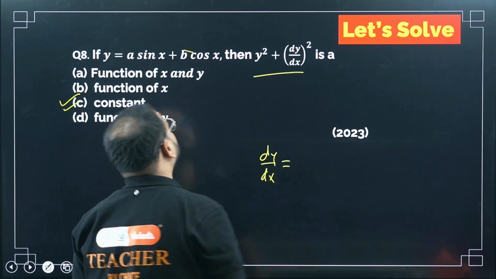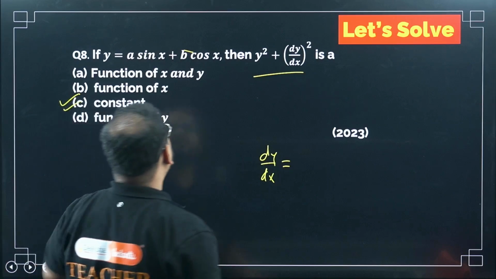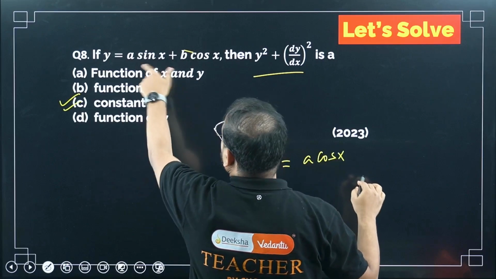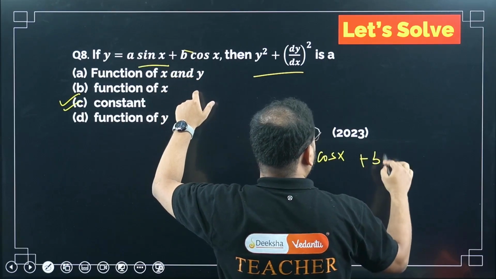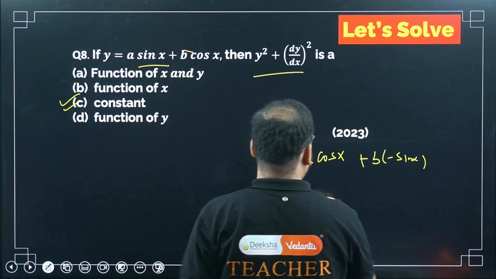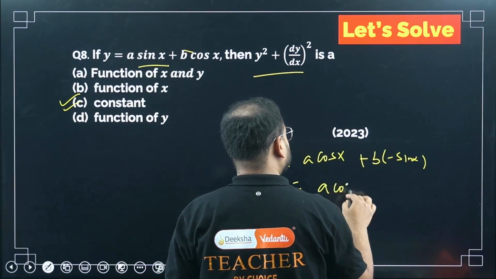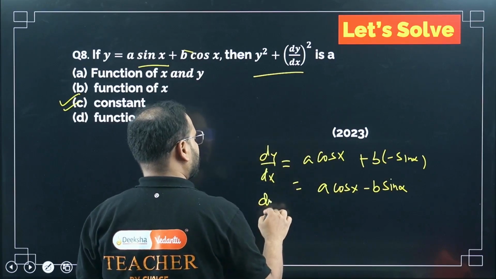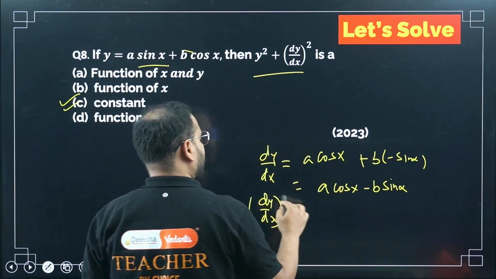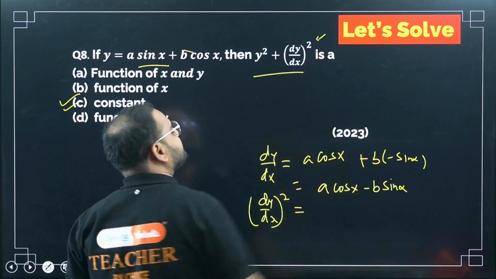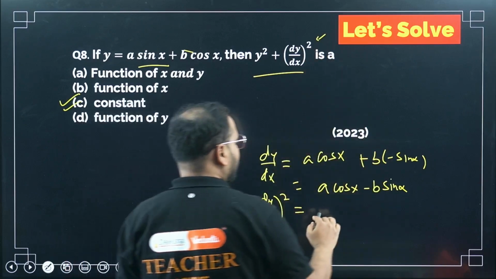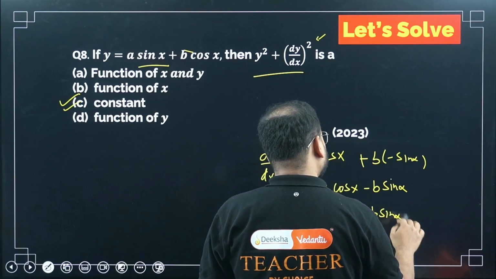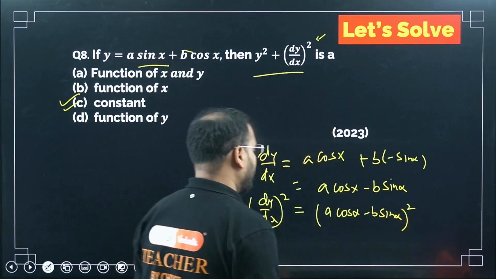How much is this? The derivative, I'll keep a as a constant, will become cos x for this part. What about this? I'll keep b as constant. It will become minus sin x. So I can write it as a cos x minus b sin x. Whole square, please. Keep this as whole square, because they've asked for the whole square only. So if you do this, you're going to get a cos x minus b sin x the whole square.